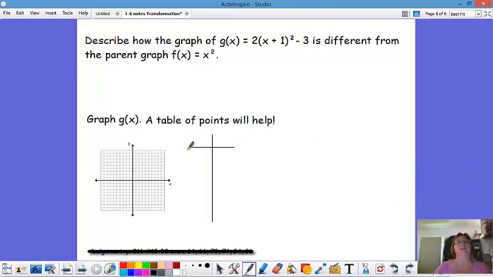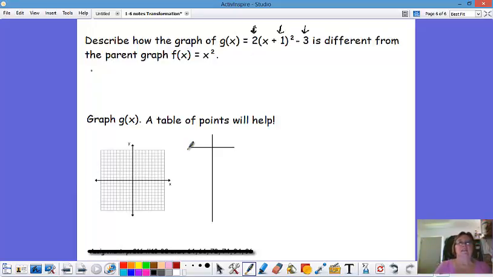Some applications. The first activity for us says describe how the graph of a function that is 2 times the quantity x plus 1 squared minus 3 would be different from the parent graph. And the thing to do is think, what all has been done to this? There are 3 things we have to worry about. We've got a multiplier outside. We've got an addition inside the function rule, if you will. And we've got a constant here that's going to change things. So 3 things that we'd have to say. And of course, it doesn't matter the order that we talk about them.